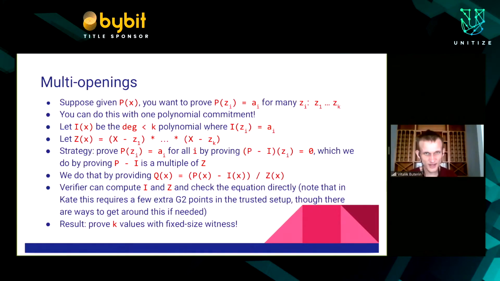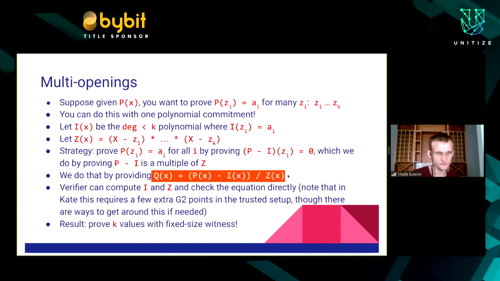The reason why you do this is because if P equals Ai at every Zi, and the interpolant equals Ai at every Zi, then P minus the interpolant is going to equal 0 at every Zi. And so P minus the interpolant is going to be a multiple of the smallest polynomial that equals 0 at every Zi. So that's Z of X. So then you just have this one equation, and the verifier can just verify this one equation, right?